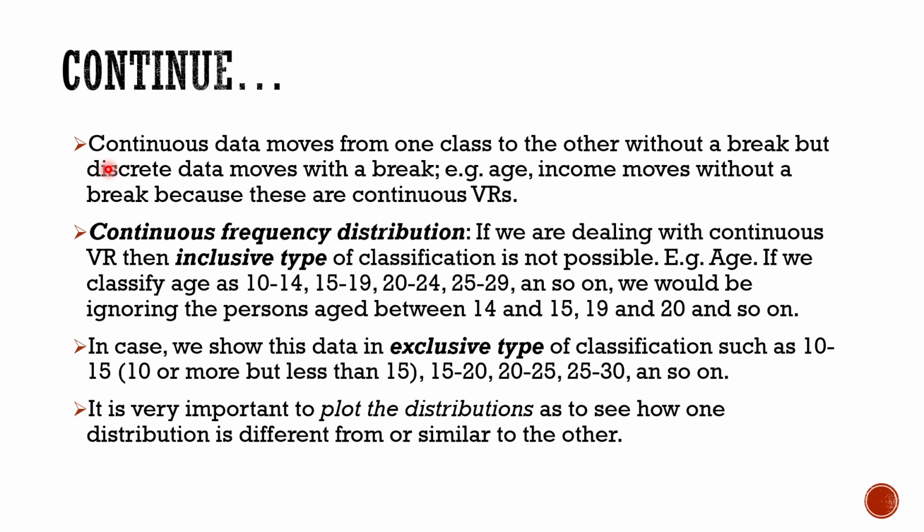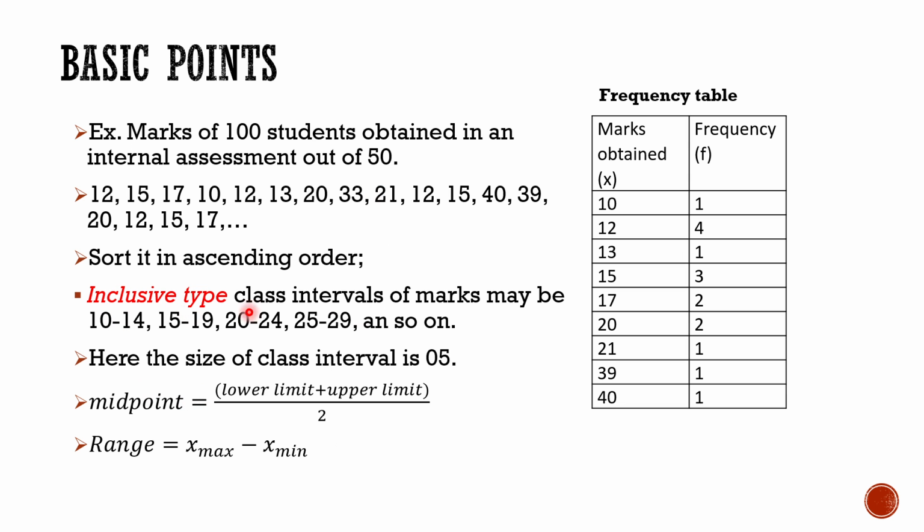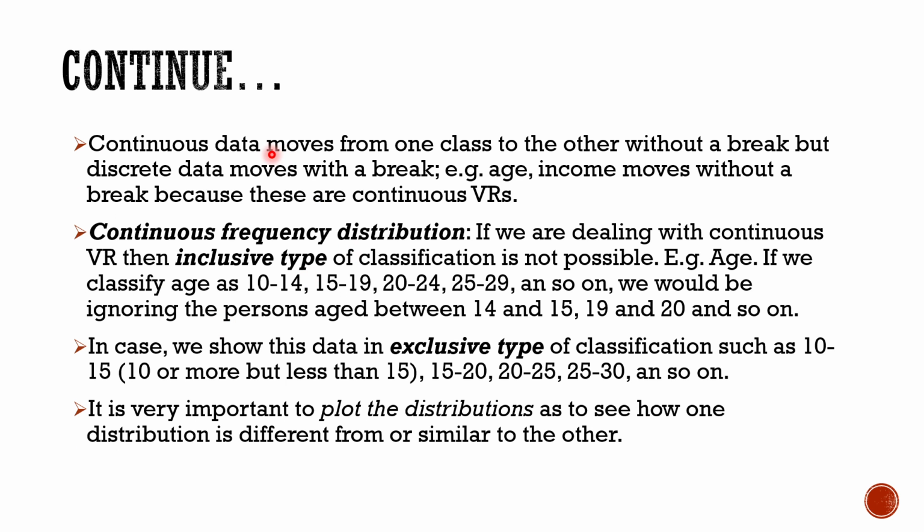Now, if we talk about continuous data, it moves from one class to the other without a break. But as in the earlier example, with discrete data, it moves with a break. If we talk about marks in discrete numbers, then there would be a break, like between 14 and 15, between 19 and 20, and so on. This would not be true for a continuous variable. For example, age and income move without a break because they are continuous.